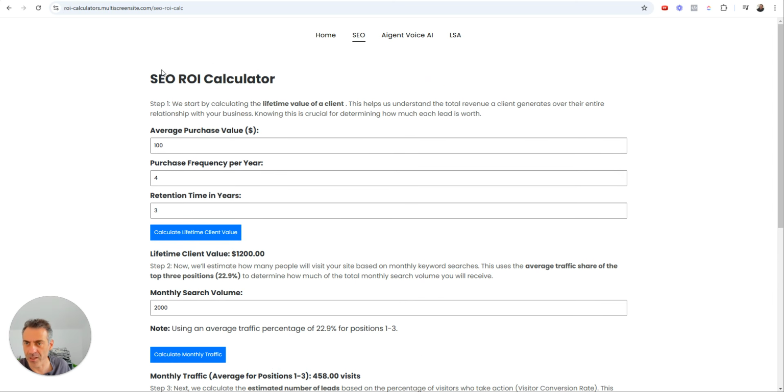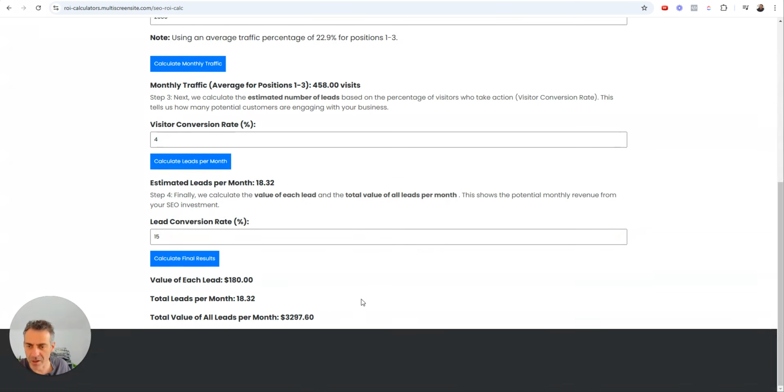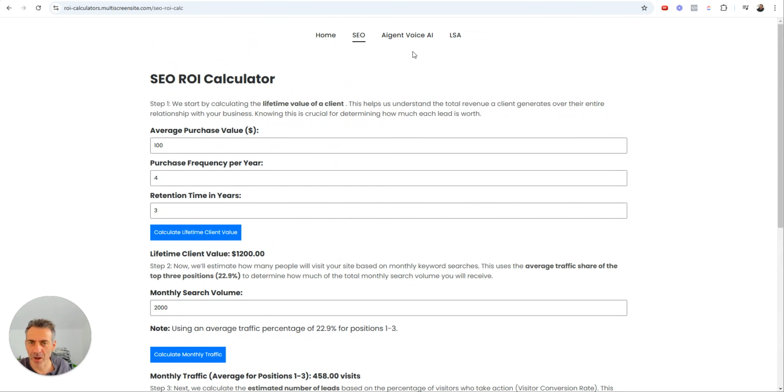In this example, the SEO campaign becomes ROI positive. The SEO campaign that we sold for $1,000 became very ROI positive by changing things that have nothing to do with the SEO campaign. More to come on AI voice, on AI agent voice AI and LSA in other videos.